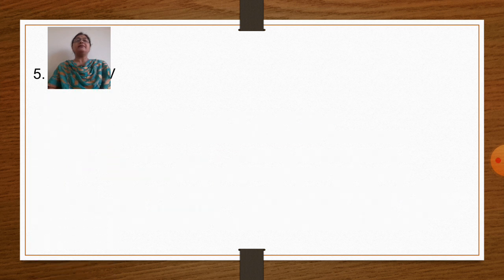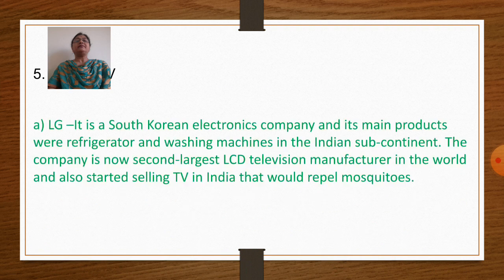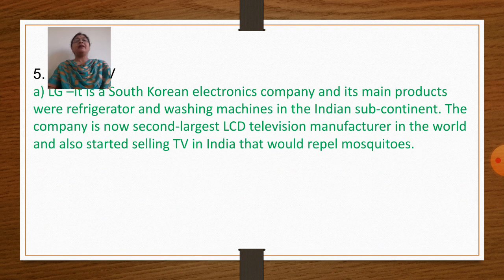Next, color TV. LG. It is a South Korean electronics company and its main products were refrigerators and washing machines. In the Indian subcontinent, the company is now the second largest LCD television manufacturer in the world and also started selling TVs in India that would repel mosquitoes.